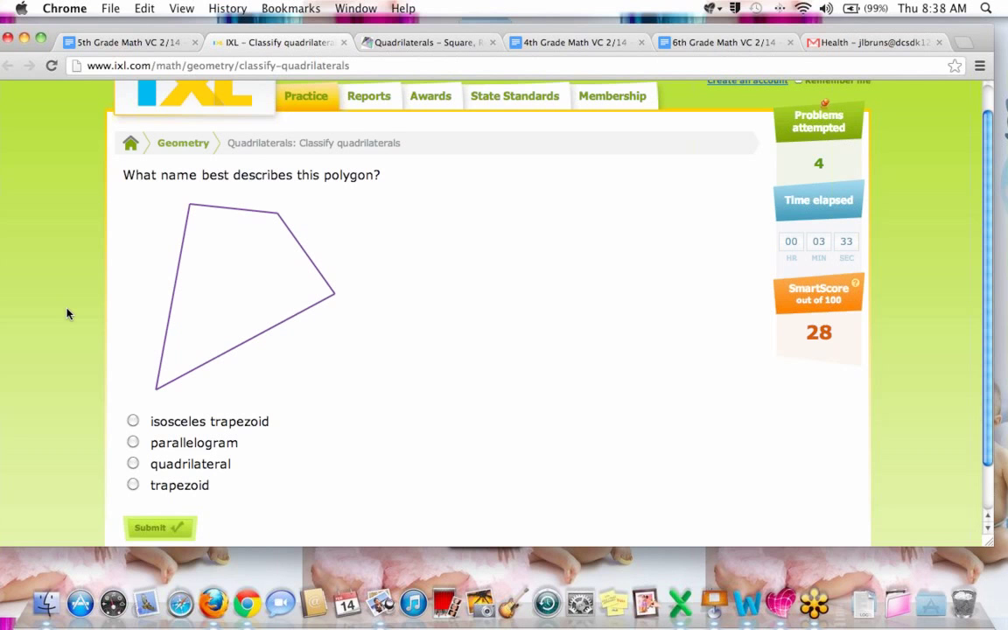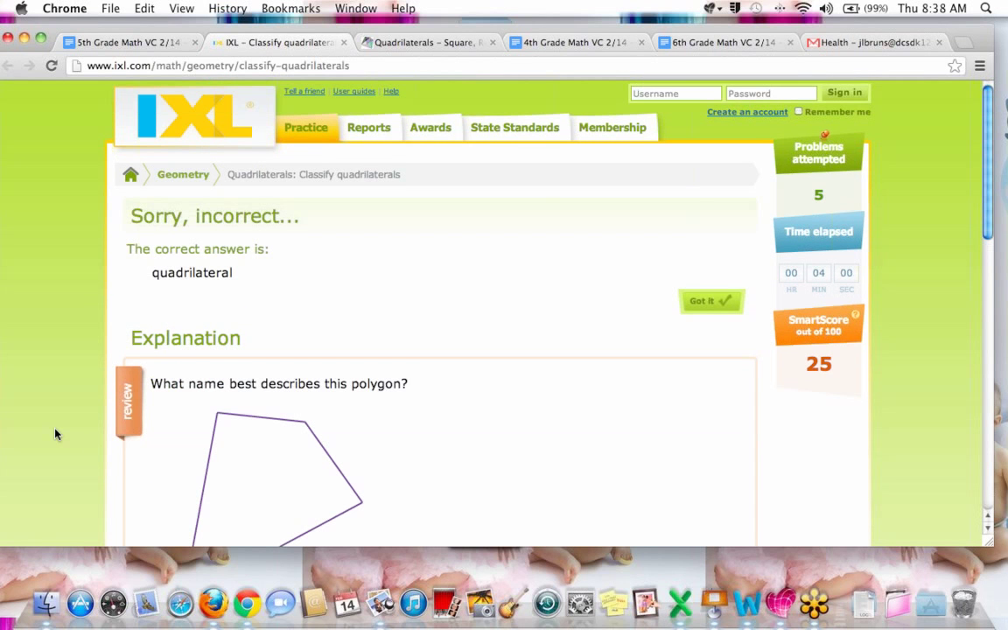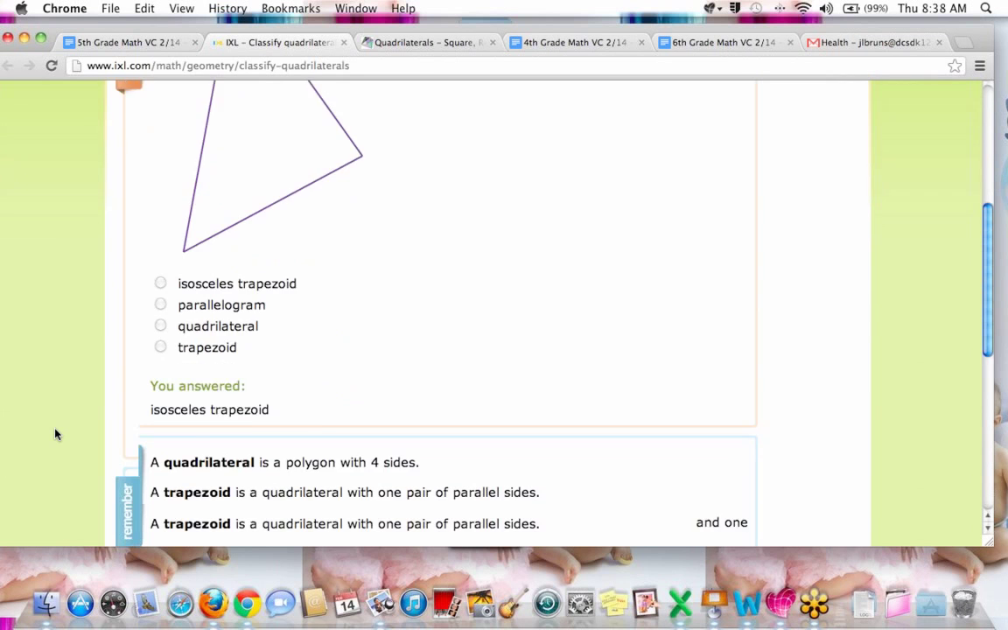Jacob's typing into the chat right now because he also thinks that he knows. While we're waiting for him, I will just tell you that yes, it has at least two sides that are equal. Now, the rest of the sides are definitely not. It does look like a kite.